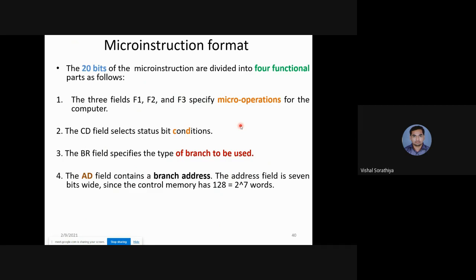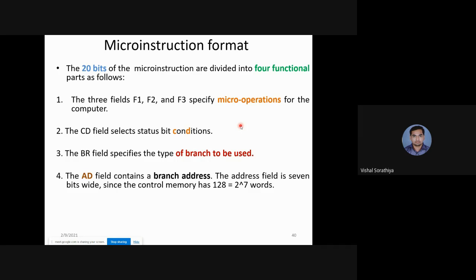So in the micro instruction format, you can say 20 bits of the micro instruction are divided into 4 fields. There are 3 fields, F1, F2, F3, that specify the micro operation for the computer, while the CD field selects the condition. What is the condition related to the accumulator? The BR field specifies which branch you need to use. The AD field contains the branch address.